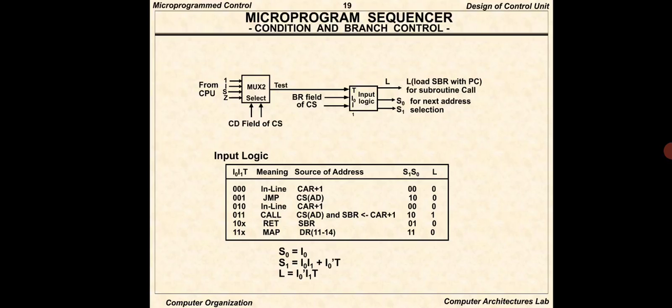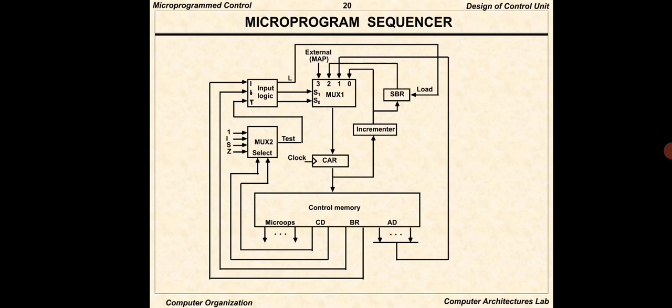So you are going to have the status equations as S0 equals I0, S1 equals I0 into I1 plus I0 bar into T. And what is my L? L is nothing but your load value, which is nothing but I0 bar dot I1 dot T.